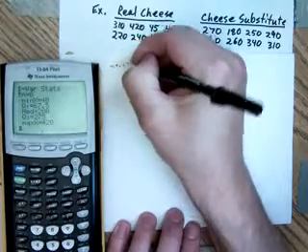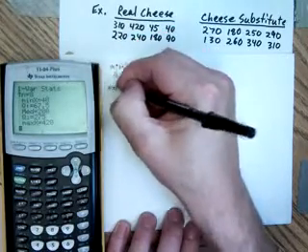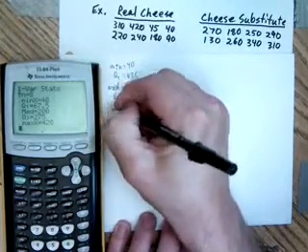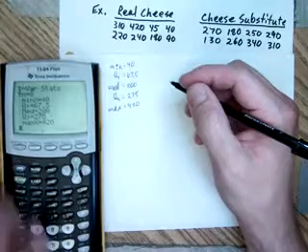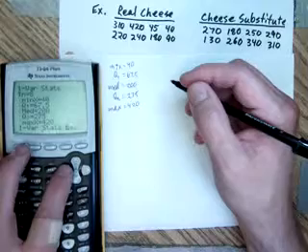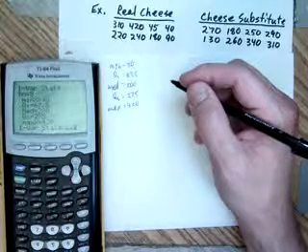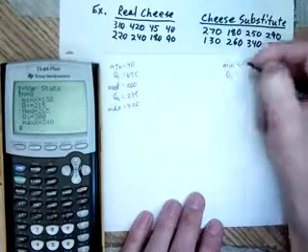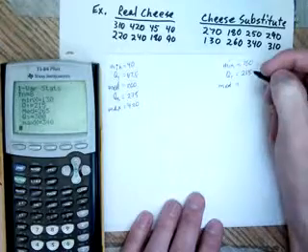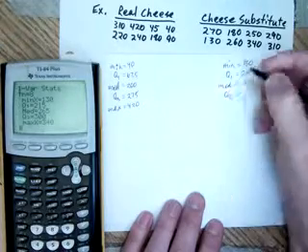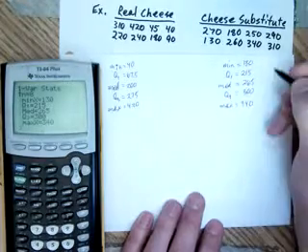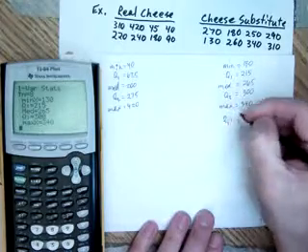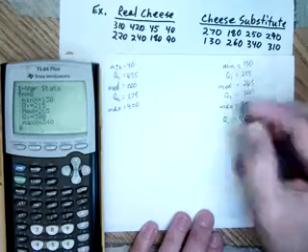Now what we can do is one var stat, right arrow, enter, and we can do that for L1. So your 5-number summary for the real cheese would have a minimum of 40, a Q1 of 67.5, a median of 200, a Q3 of 275, and a maximum of 420.